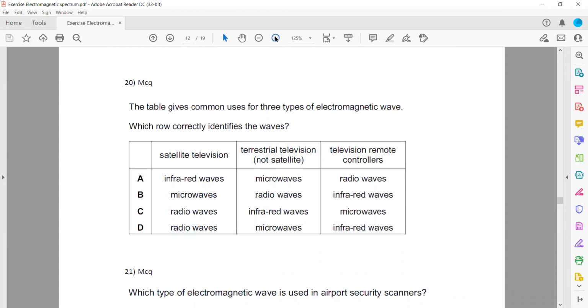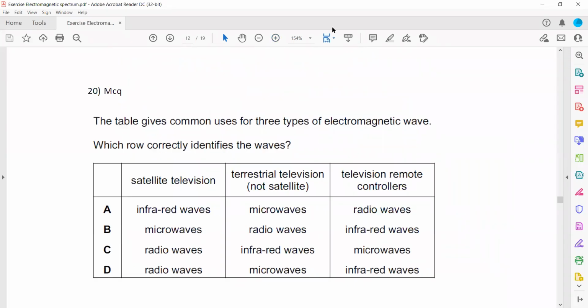Then question 20. The table gives common uses of three electromagnetic waves. Which row is correct? For satellite television, we use micro. For terrestrial, like non-satellite, we use radio. And for a television remote, we use infrared. So micro, radio, and infrared. That's why B is the right answer.